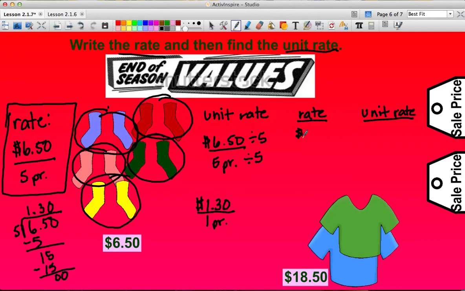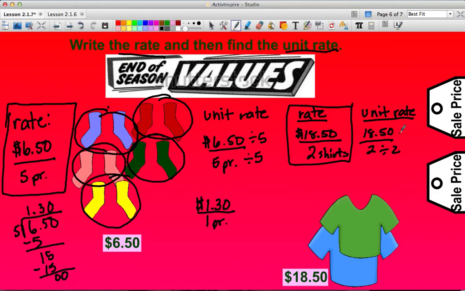So here you should have found that you're paying $18.50 for 2 shirts. That's your rate. Simple enough. But now I want to know what the unit rate is. So what am I paying per shirt? So I know that I have to take my $18.50 and my 2 shirts and divide them both by 2. And I would have gotten $9.25 per every 1 shirt.